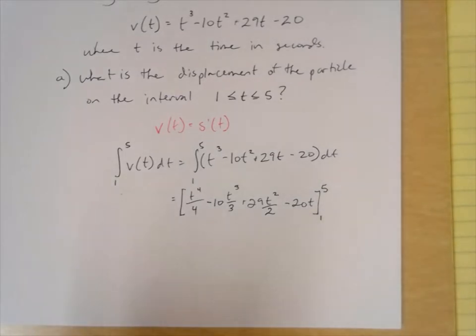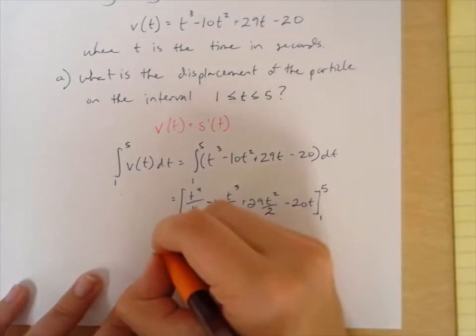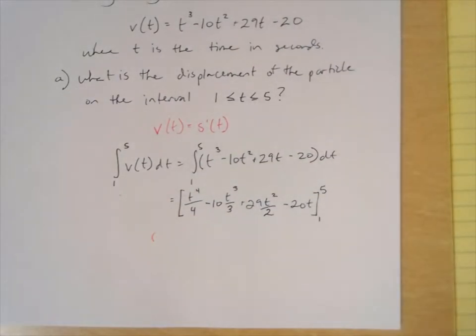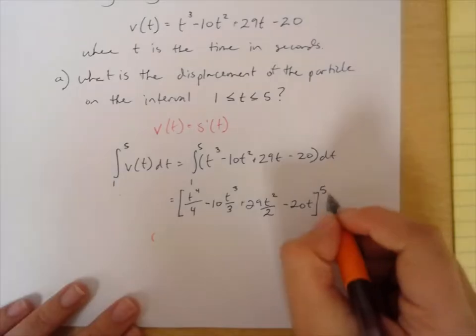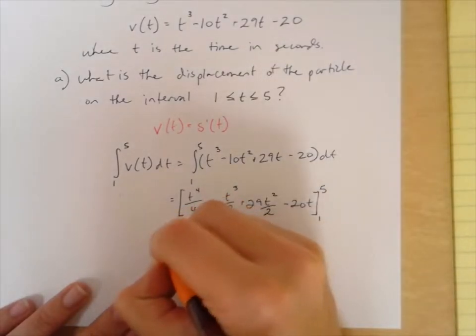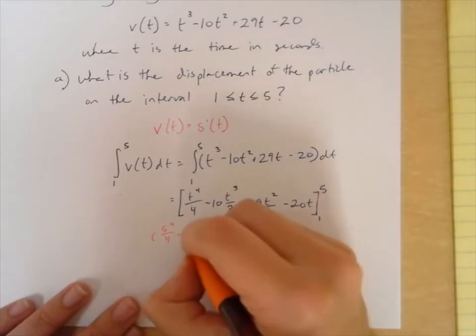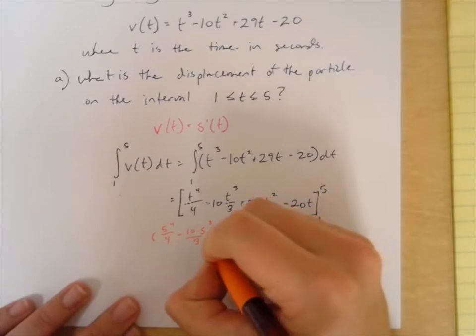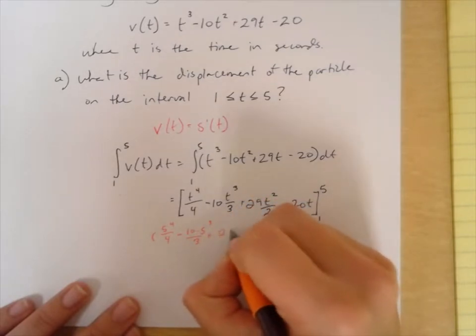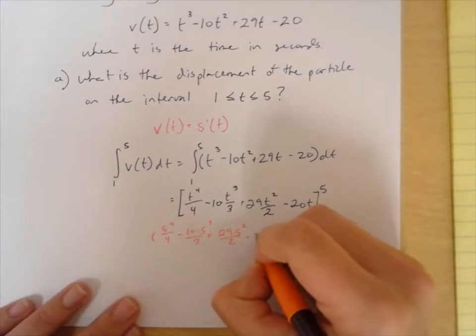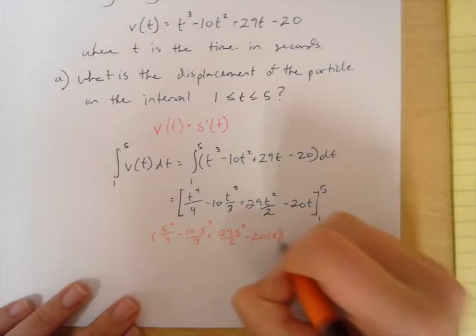So, what we can write out in short, I'm just going to quickly write out what all this would be, and then I'm going to show you what it is once you put it in your calculator, because we all know that's a little bit easier to look at. If we were to throw the 5 into all this first, we'd get 5 to the 4th over 4 minus 10 times 5 to the 3rd over 3 plus 29 times 5 squared over 2 minus 20 times 5.